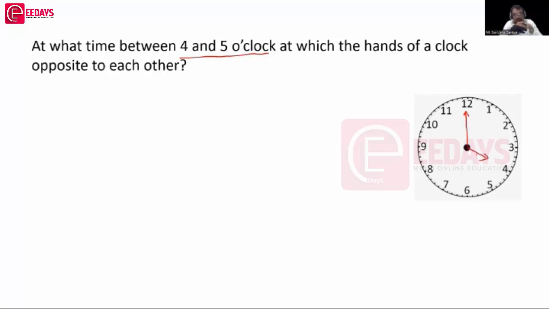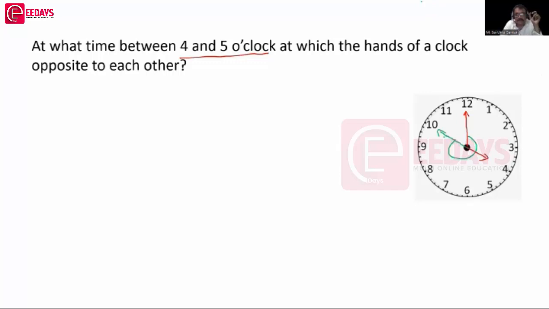What we require is opposite to each other. What is opposite to each other? The minute hand starts from this position and moves along this side. But exactly 450 is not correct. Why? Because here the minute hand moves, and the hour hand also moves. So what we require is 180 degrees, because opposite to each other needs 180 degrees. How that 180 degrees comes, we have to solve now.